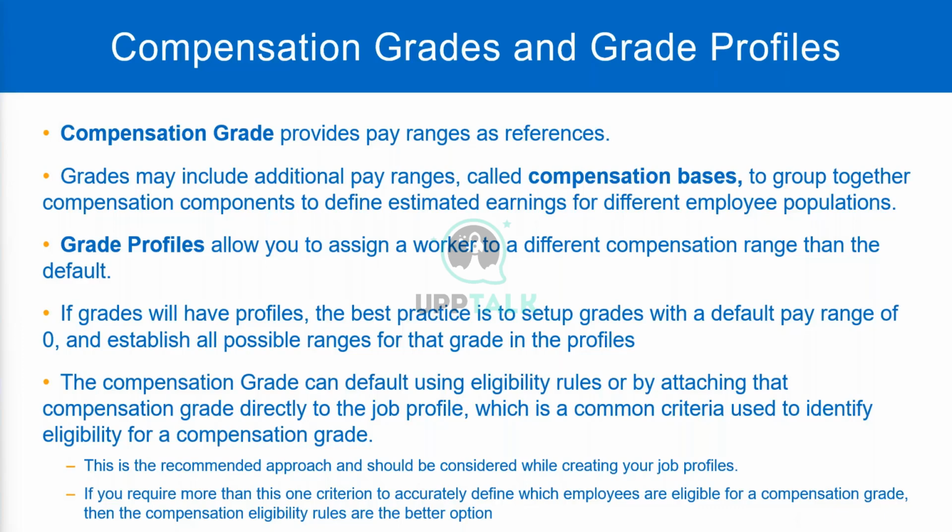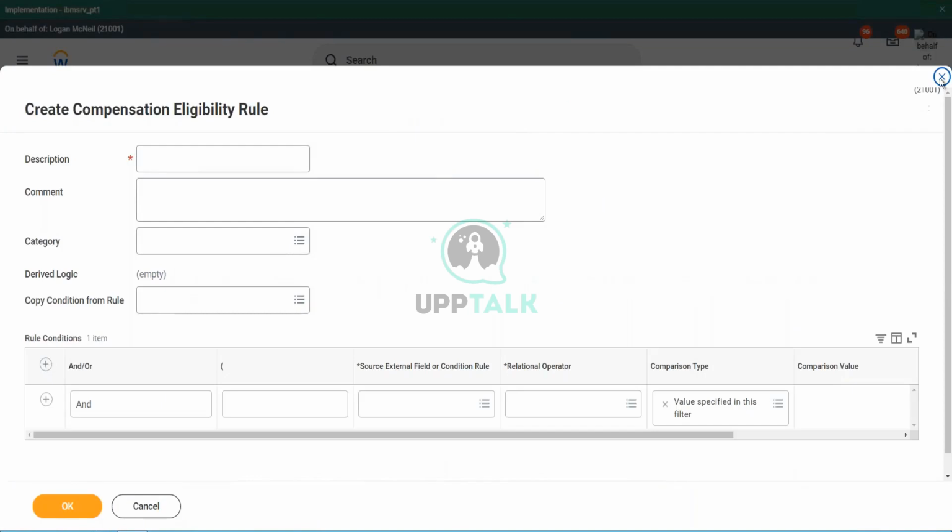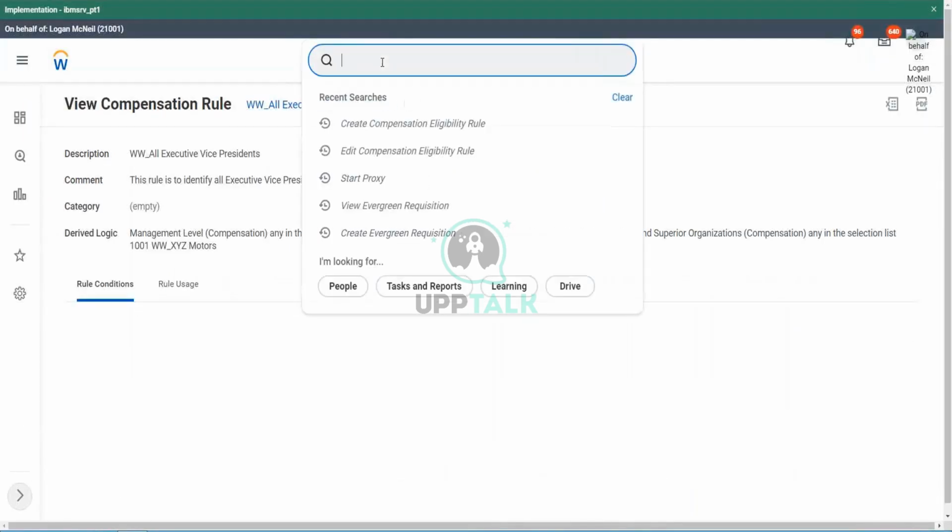Now let's create one compensation grade. We will just start doing that. We will continue in tomorrow's session, where we talk about it in a bit more detail. Let me create a compensation grade quickly. I will cancel this out. The task to create a compensation grade is Create Compensation Grade. Okay, that is the task. Create Compensation Grade.